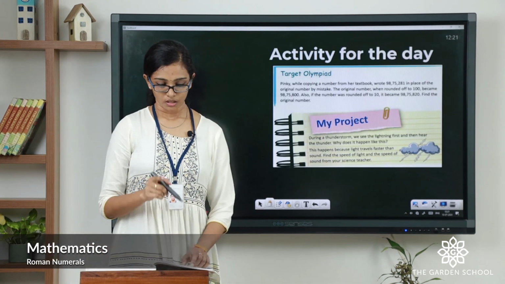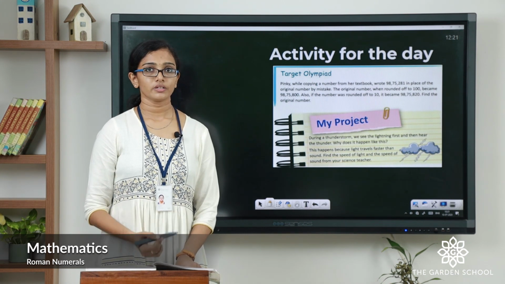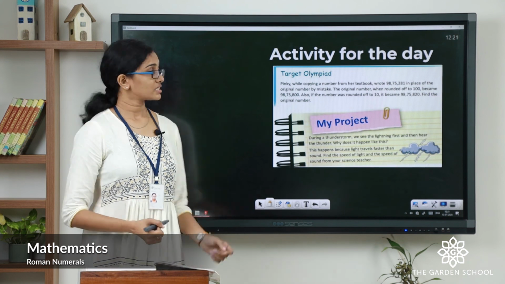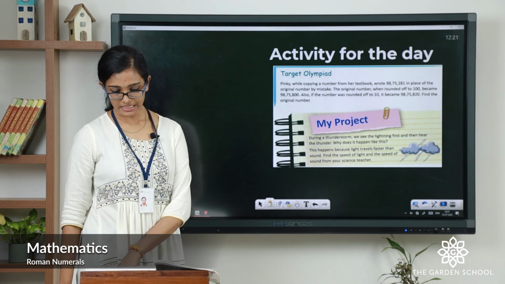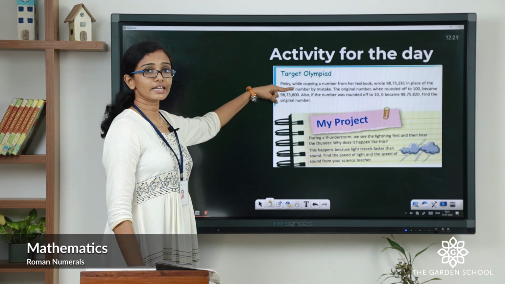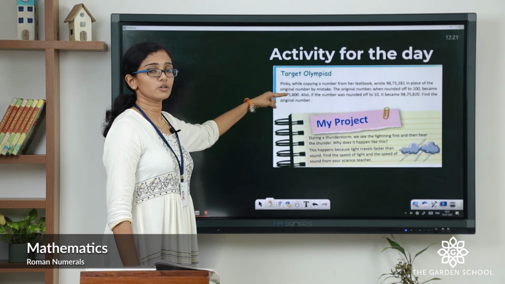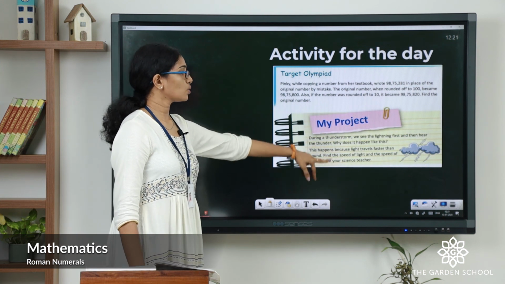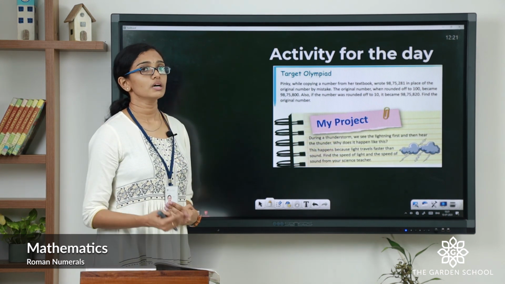Now, today we talked about Roman numerals. Please go through the topic from your textbook. Then there's an activity for the day. On your page number 13, you can see these 2 questions. You can note down the question from target Olympiad in your notebook and do the answer. Write the answer and go through this one, my project, and do accordingly.